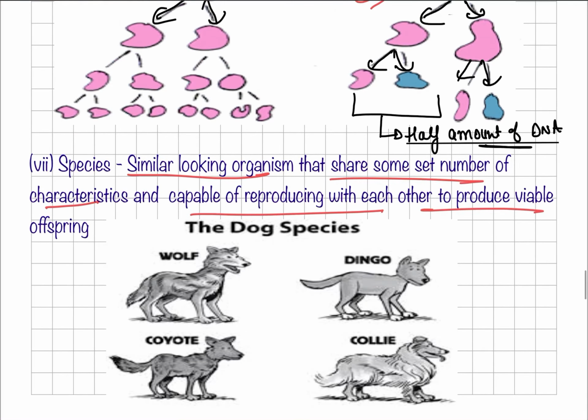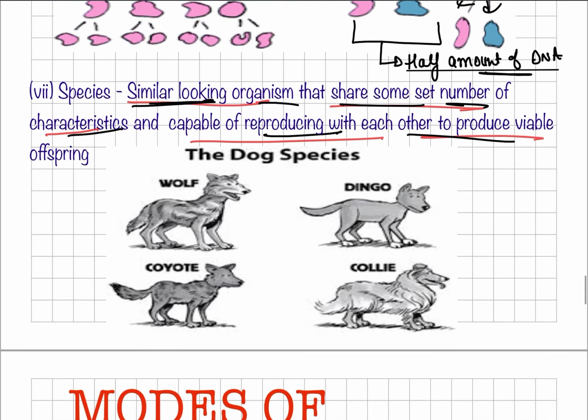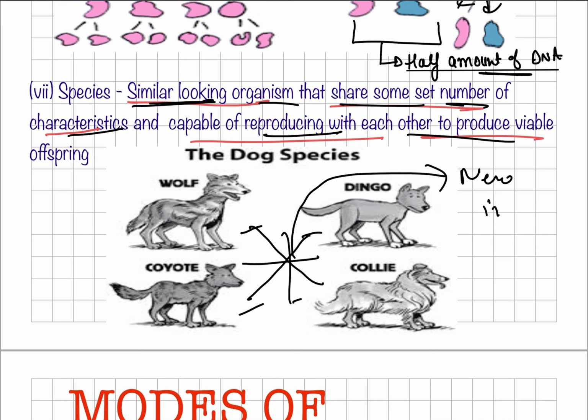What are species? These are similar-looking organisms that share some set of characteristics and are capable of reproducing with each other to produce viable offspring. For example, dog species, these are four members of the dog species. You can say they are very similar-looking and they can interbreed or reproduce to make a new individual. That's why they are considered a species.